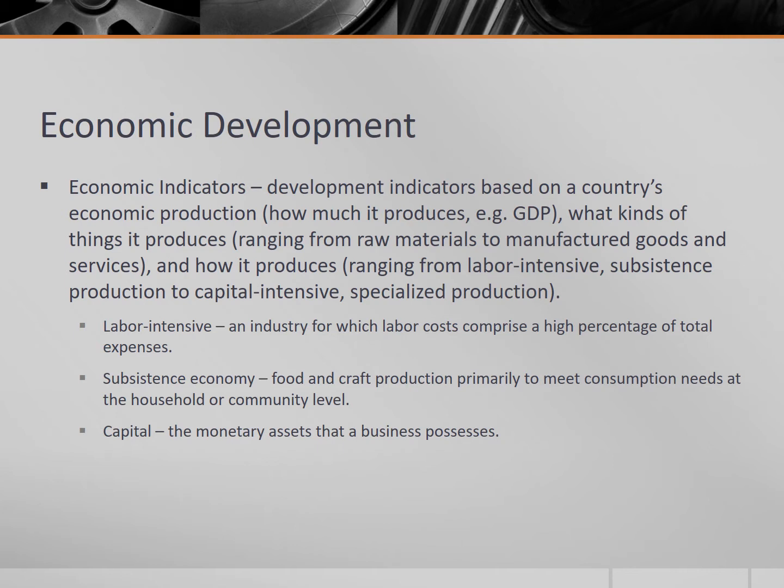What kinds of things it produces, ranging from raw materials, that's the primary sector, to manufactured goods, secondary sector, and services, the tertiary sector, and how it produces them, ranging from labor intensive, meaning hard work, workers are a major part of it, subsistence production, to capital intensive, that is money intensive, specialized production. But it should be noted that economic development refers both to a process, the improvement, as well as a way of categorizing, which we will be looking at tonight, different regions of the world.